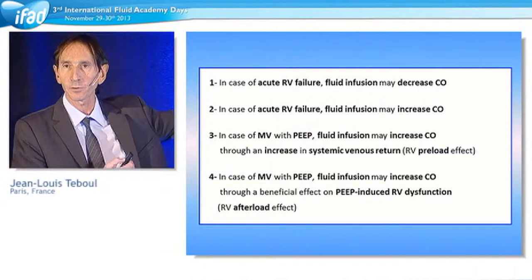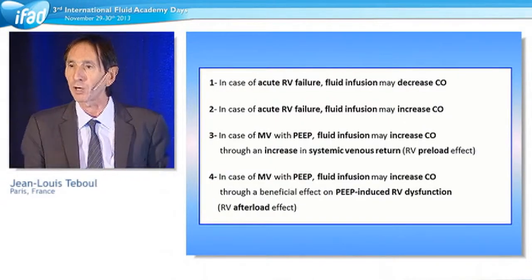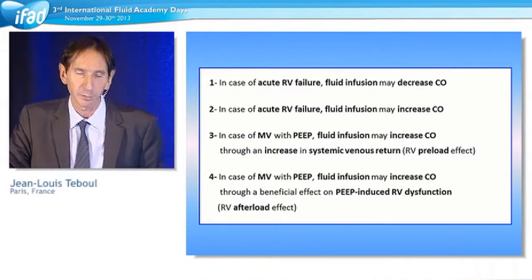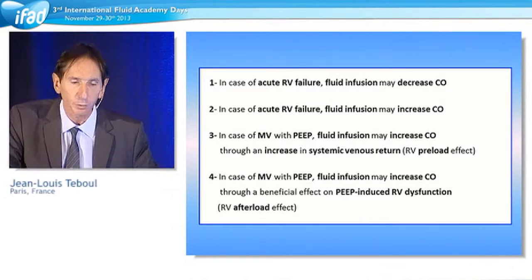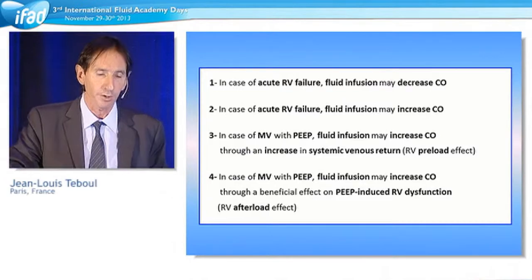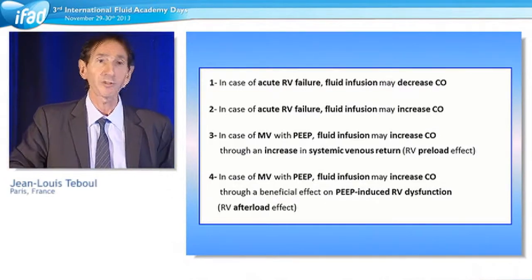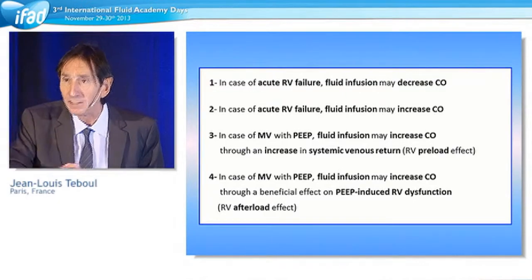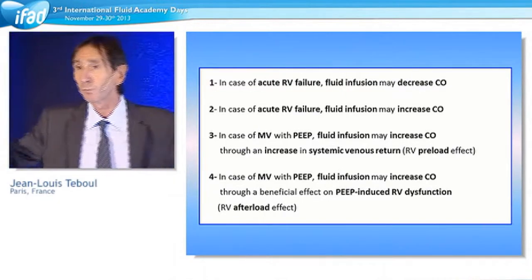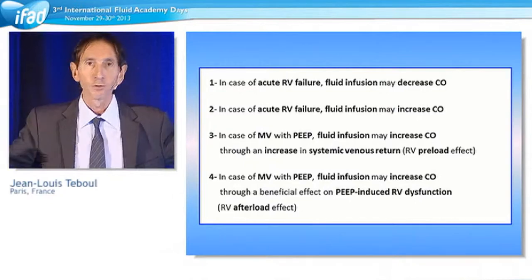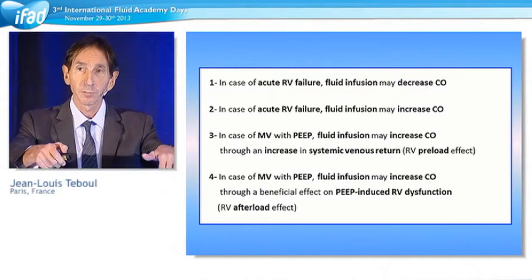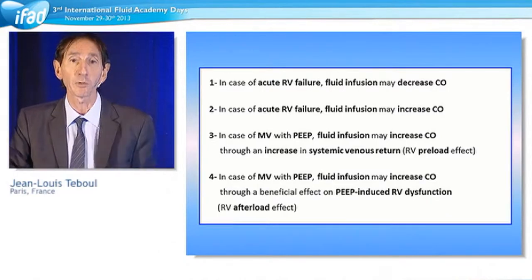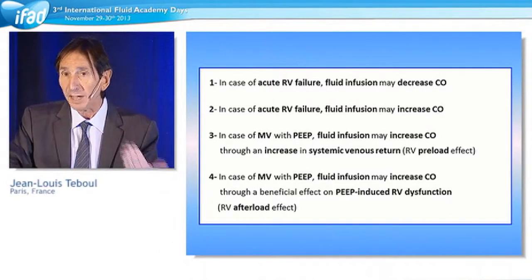This is a case I showed you in pulmonary embolism. Third, in case of mechanical ventilation with PEEP, fluid infusion may increase cardiac output through an increase in systemic venous return due to RV preload effect. Who votes for that? Some people. Yes, in the case of a normal patient, not normal patient, but normal subject, if you apply PEEP, you should decrease cardiac output because of a decrease in venous return. This is a normal effect, okay?